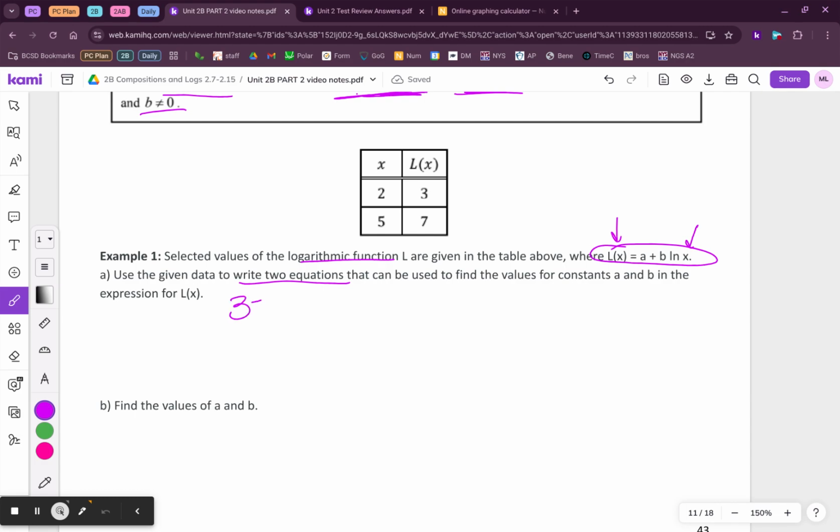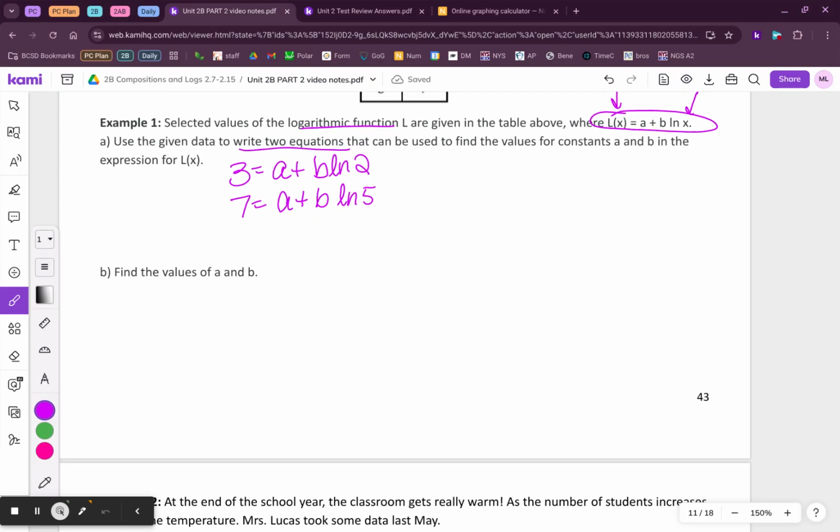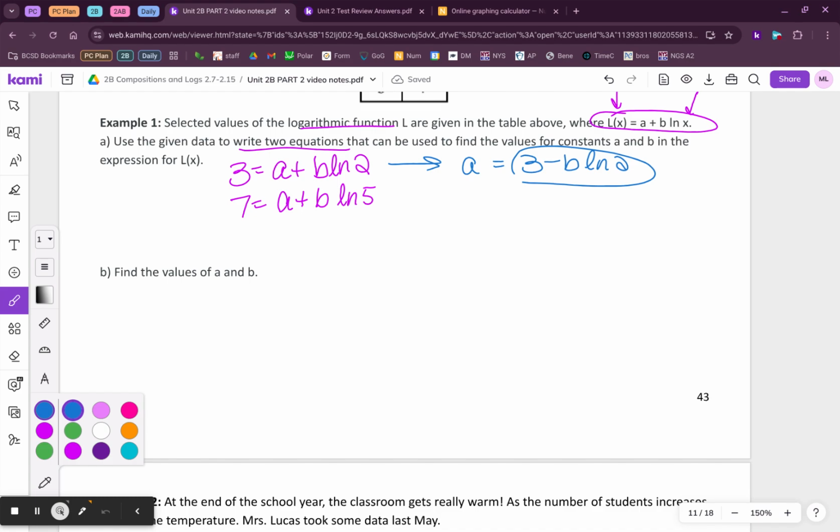So 3 equals a plus b ln of 2. And 7 equals a plus b ln of 5. So I'm just using both pairs for your x and your ln of x. And then finding the values of a and b, well, we can do this. If we take one of them, I'm going to isolate a, so it'll be 3 minus b ln of 2. Substitute this into a of that equation, so we'll have 7 equals 3 minus b ln of 2 plus b ln of 5.